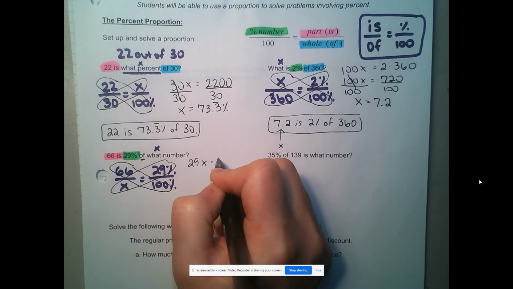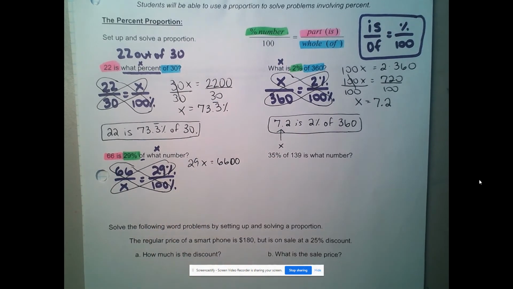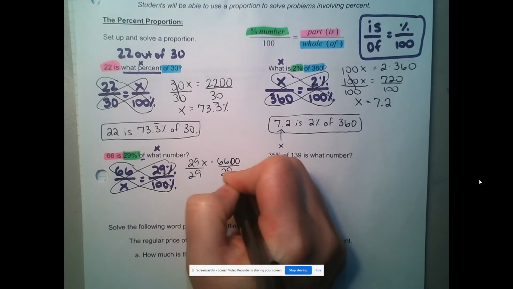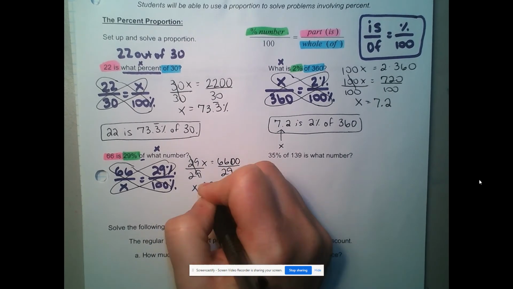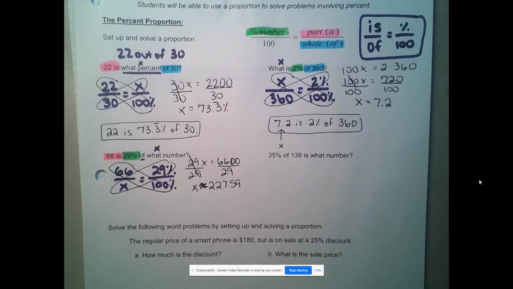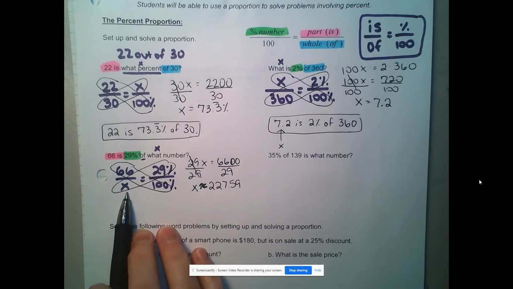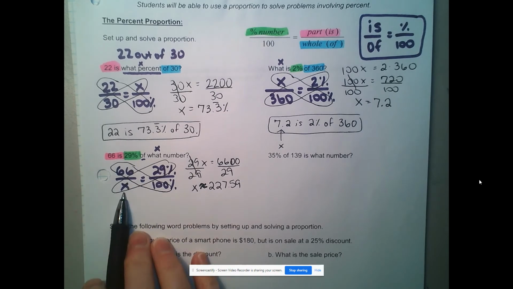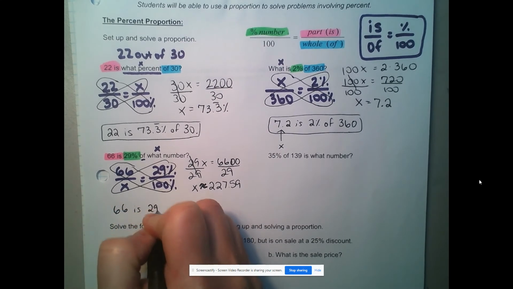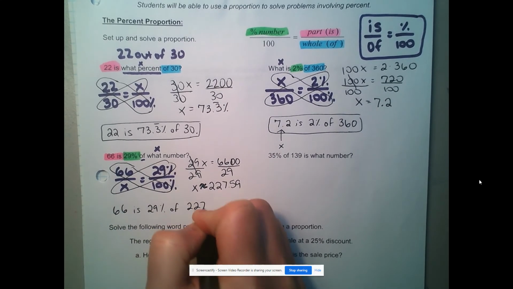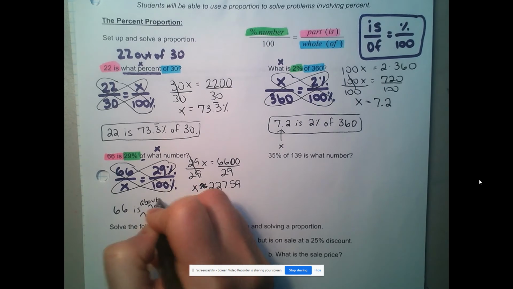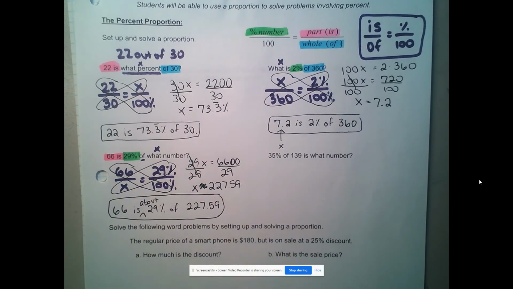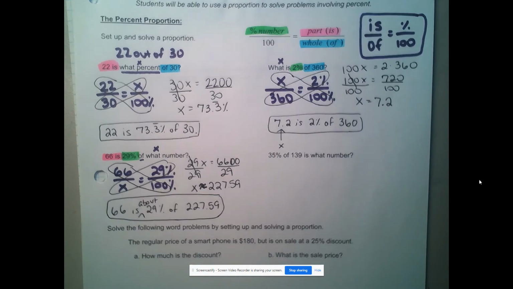29 times x equals 66 times 100, or 6,600. Divide both sides by 29, and you're going to get kind of a messy answer. It's approximately 227.59, and I had to round, so I'm going to switch that from an equal sign to approximately. The thing I was looking for was not a percent. They gave me the percent, so I am not going to put a percent sign on there. So I'm going to say 66 is 29% of 227.59. And I'm going to sneak in here the word about, because I did have to round that answer. So 66 is about 29% of 227.59.